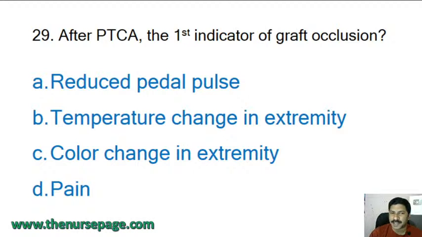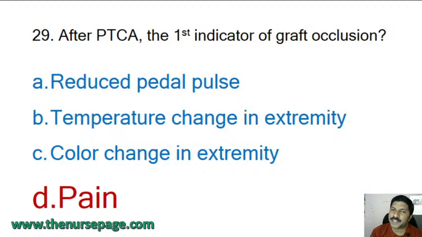Okay, anyway, we'll check the correct answer. The first indicator of graft occlusion after percutaneous transluminal coronary angioplasty is pain. It is an important question. You need to learn this answer. The first indicator of graft occlusion is pain, that is crushing chest pain.